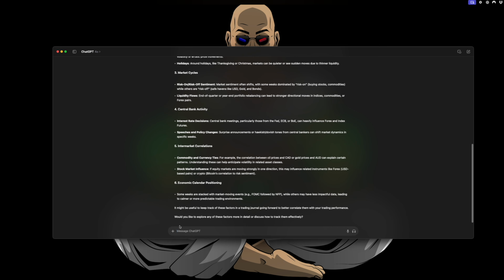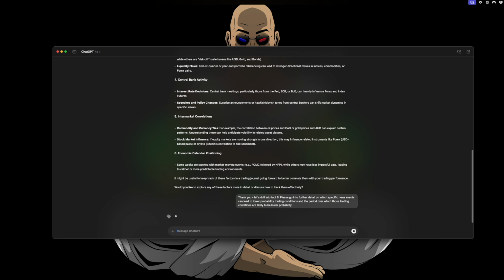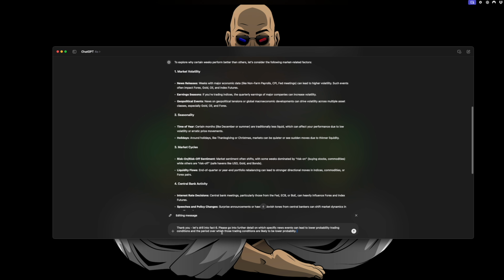So let's dive into economic calendar positioning. Thank you. Let's drill into factor 6. Factor 6. Please go into further detail on which specific news events can lead to lower probability trading conditions and the period over which these trading conditions are likely to be lower probability. Okay, so let's just run it again.